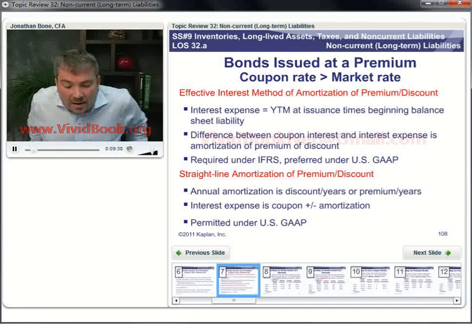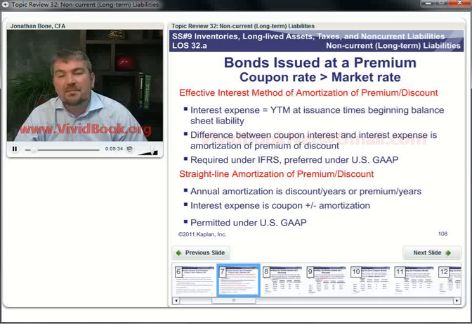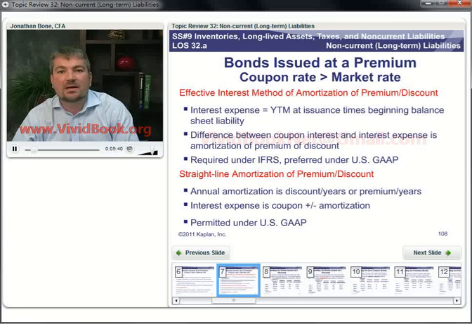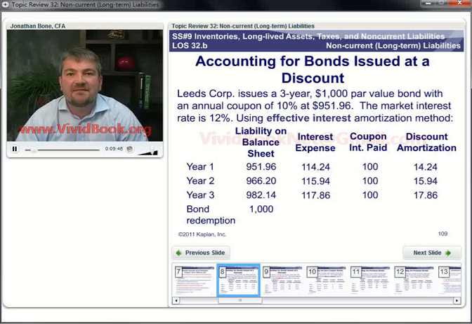Okay, now we are asked to determine the initial recognition and then subsequent measures of the bonds, and we're going to need to do it, number one, using the effective interest rate method, and then using this nice straight line method allowed under US GAAP. So let's have a look at our first one using an effective interest rate. Leeds Corporation issued a 3-year, $1,000 par value bond, with an annual coupon of 10% and it's issued at 951.96.